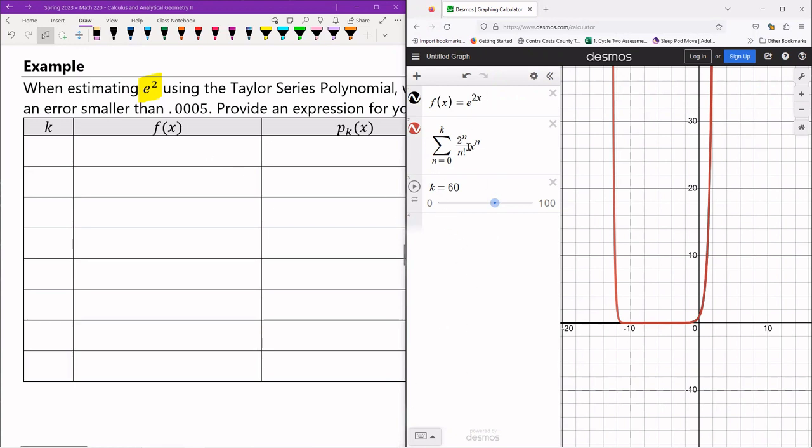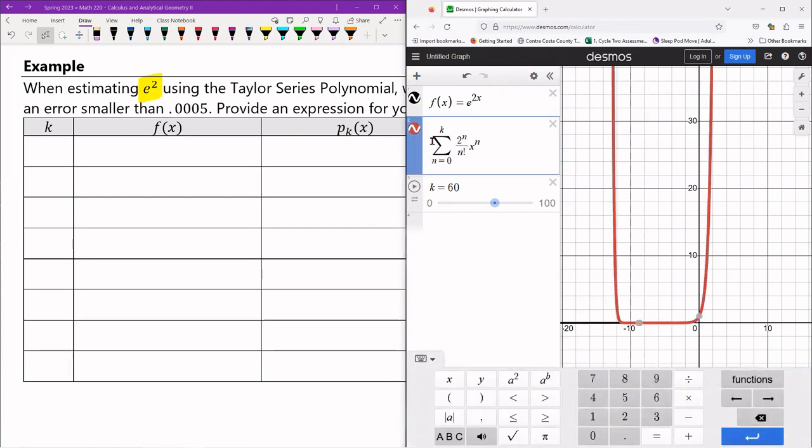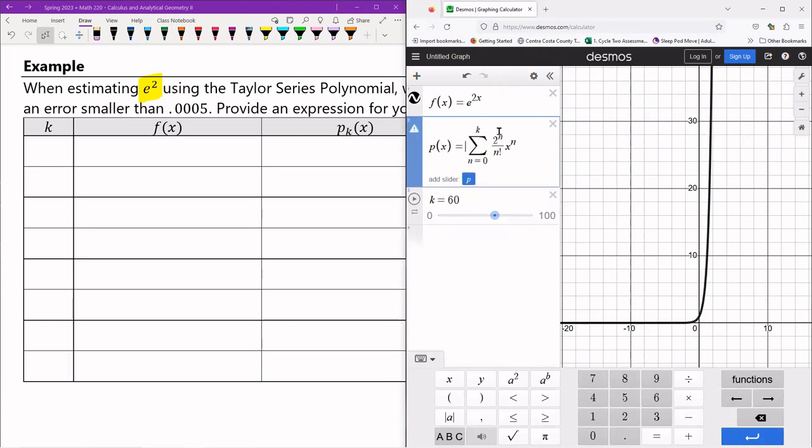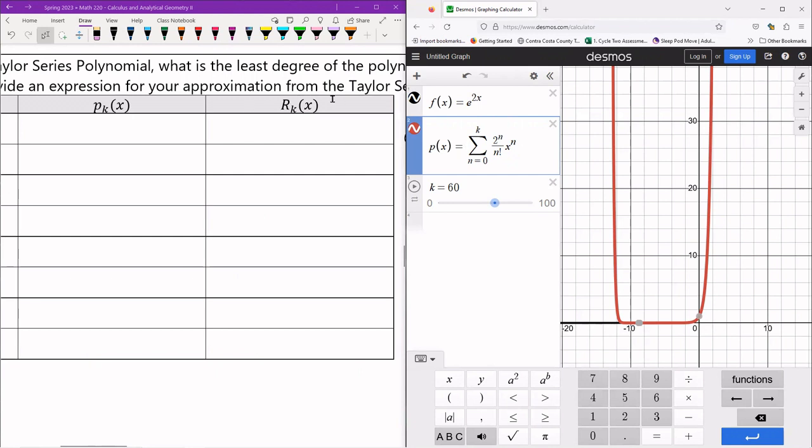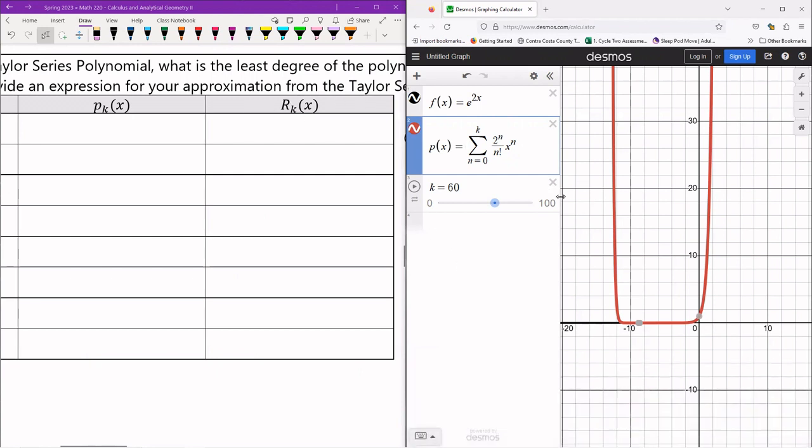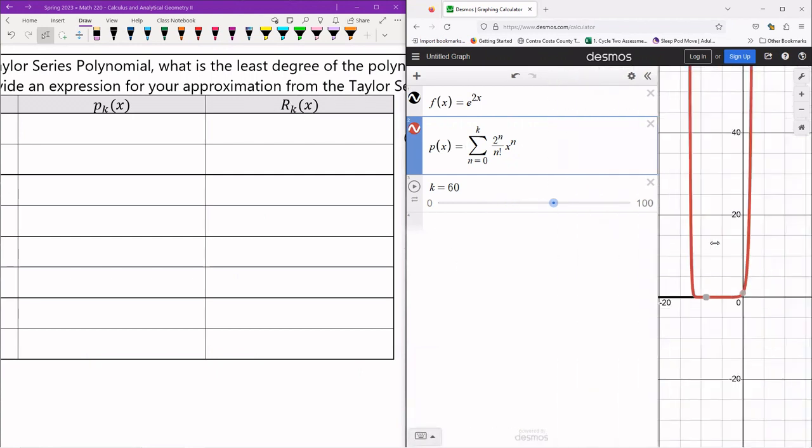What I'm going to do here is, if you take a look, this summation that you guys have been plugging into your computers, into your tablets, into your phones, this right here is your p of x. This is your pk of x. Now, I don't want to put the k because Desmos can't handle it. So I'm just going to put p of x here. And now I'm going to make the remainder.